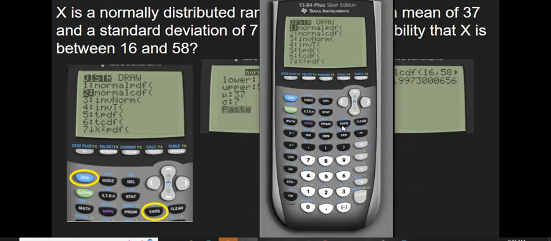Second VARS, number 2, we want between 16 and 58. Our mean is 37, our standard deviation is 7. So that'd be 99.7% or 0.997.